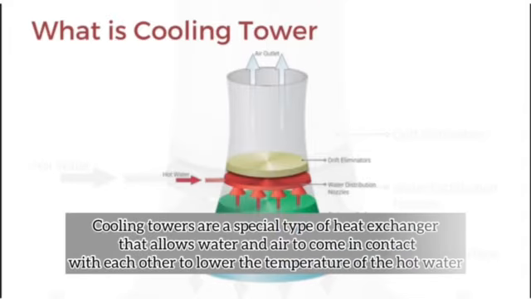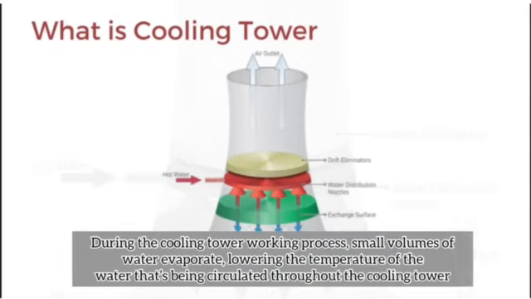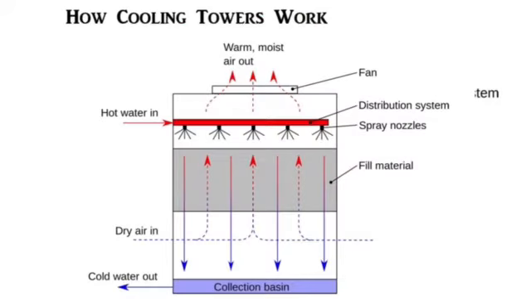Cooling towers are a special type of heat exchanger that allow water and air to come in contact with each other to lower the temperature of the hot water. During the cooling tower working process, small volumes of water evaporate, lowering the temperature of the water that's been circulated throughout the cooling tower. Do you know the working process of cooling tower?